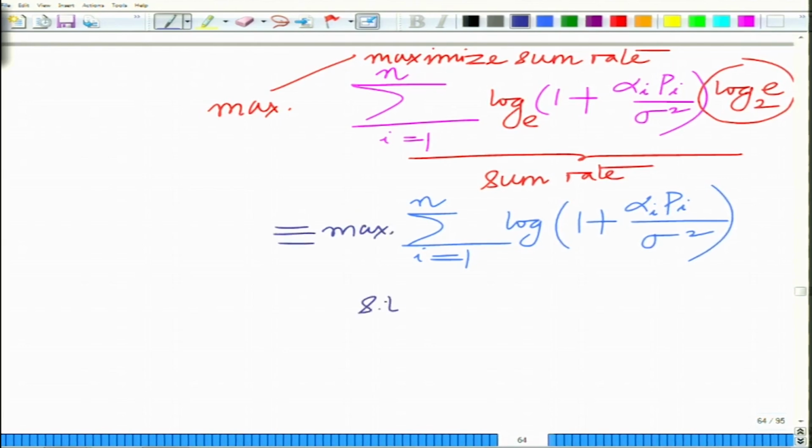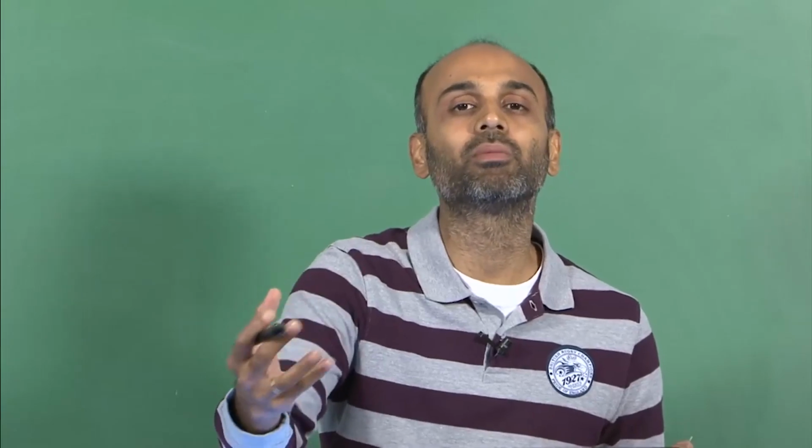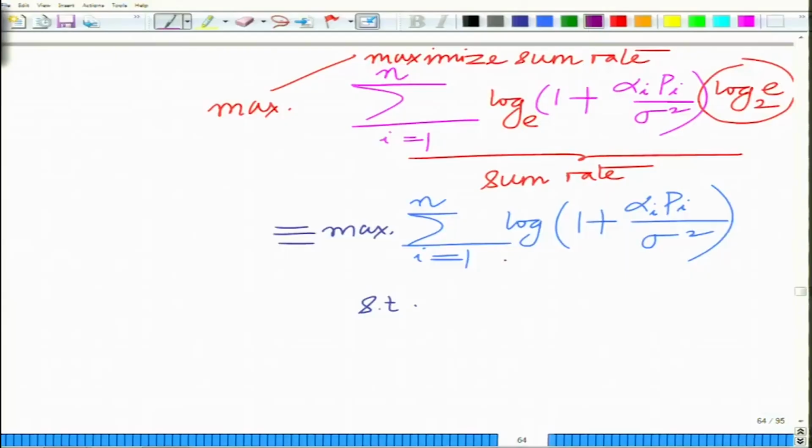Now, in any practical system, naturally there is going to be a constraint. What is the constraint? We do not have unlimited power. The total transmit power is a fixed quantity. So the sum of the powers Pi across all these channels has to be fixed, and that is given by the total transmit power of the transmitter, the maximum possible transmit power. So now we want to maximize the sum rate subject to the constraint that summation i equals 1 to n of Pi equals P.